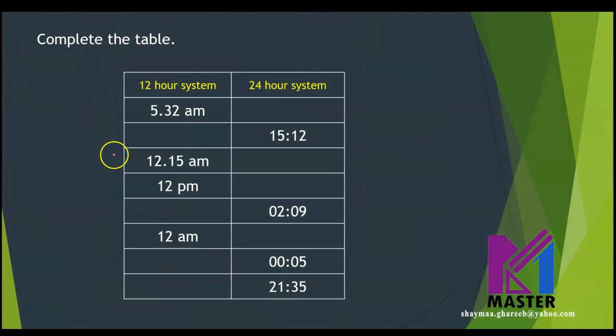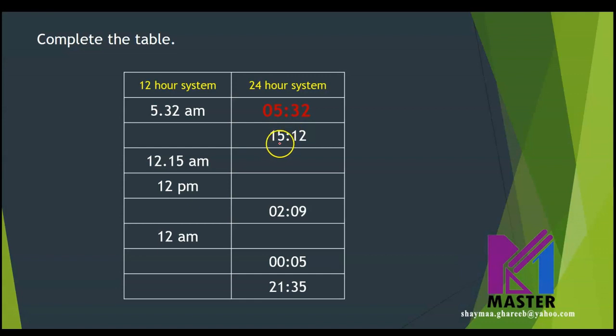Now let's answer this question. I have a table here. It has some different times in the 12-hour system and in the 24-hour system. So if I have 5:32 a.m. and we want to write it in the 24-hour system, in the a.m. the time does not change. So it will be 5:32, but I will write the 5 in 2 digits and I will put a colon between the hours and minutes. Now I have this time in the 24-hour system.